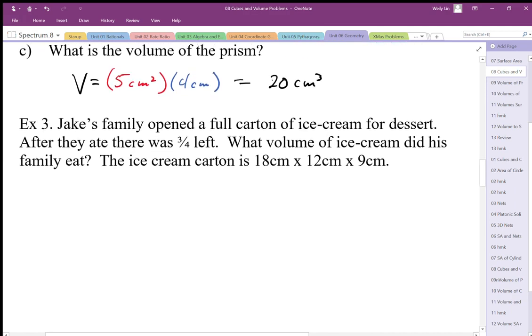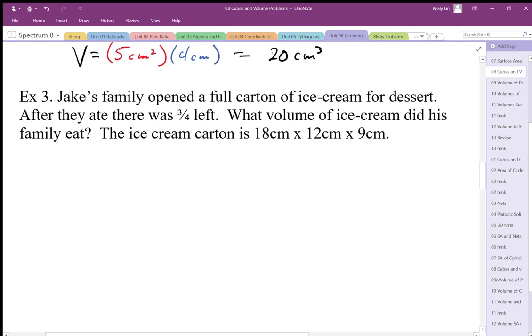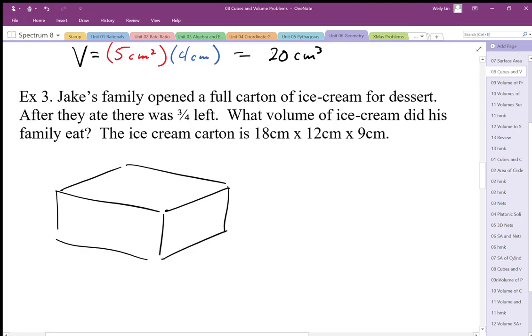Okay, so Jake's family opens a full carton of ice cream for dessert. This carton is a rectangular block of ice cream, sometimes you might find these in Safeway. And they eat part of it and they're left with 3/4. Let's say it's strawberry. I'm going to do this in pink. So this volume here is what's left. What volume of ice cream did they eat?